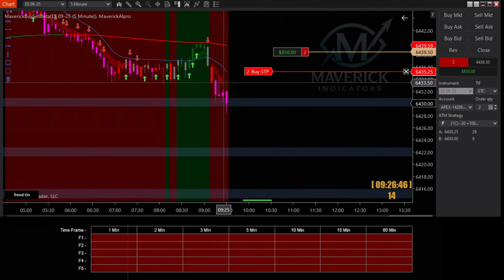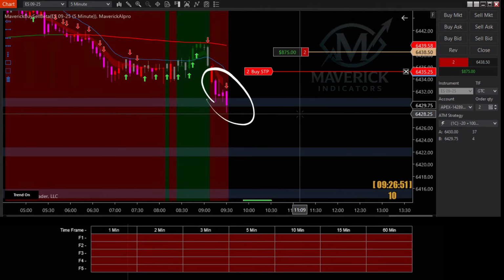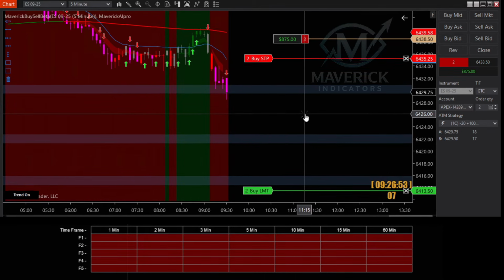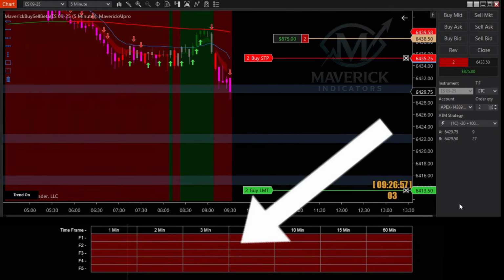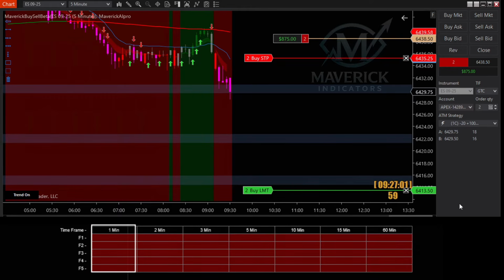We are below our cloud. We have pink candles. Again, pink is your strongest down candle. Let me move this up for you. We are solid red on our Maverick Multi-X. The 1 minute is solid red. The 2, the 3, the 5, the 10, the 15, and the 60-minute charts are all solid red.